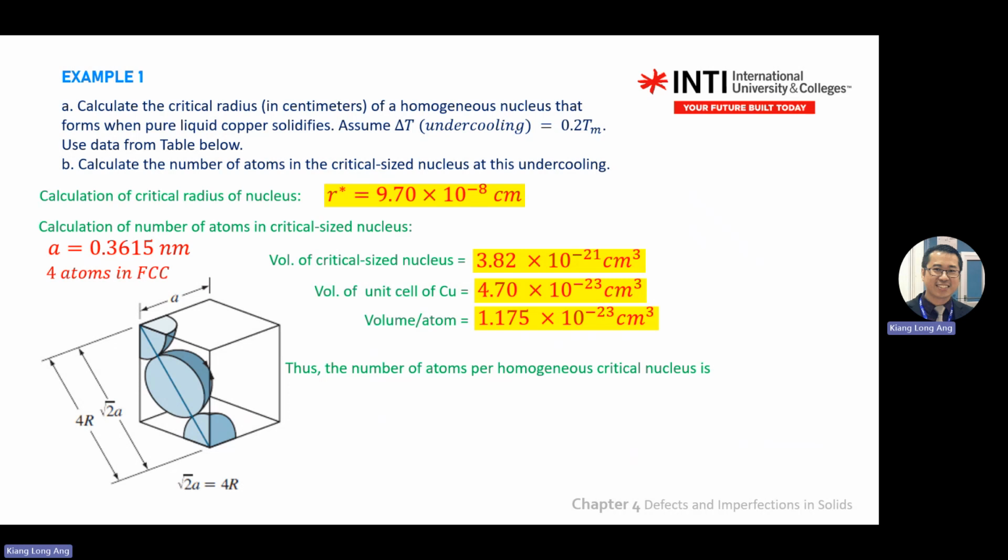Then inside FCC, one cube like that is 4.7 10 power negative 23. Then volume per atom. One copper atom is 1.75 10 minus 23 cm cube. So the number of atoms in the critical nucleus, how many atoms?